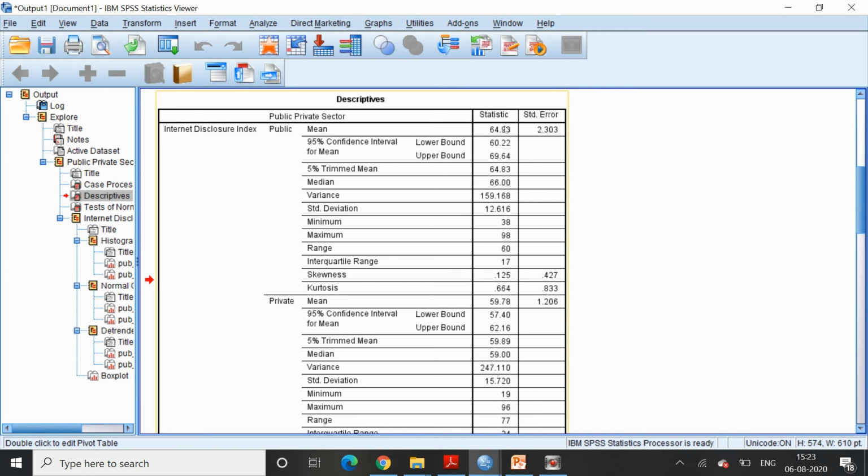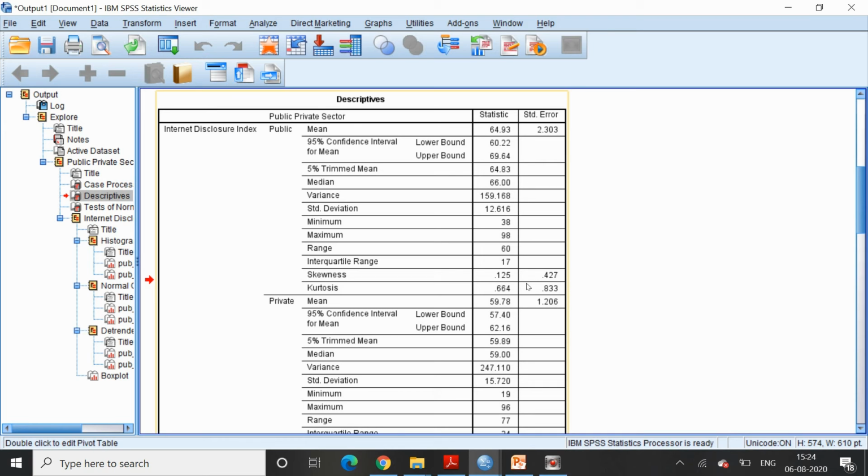Now you see the mean value is 64.93 for public sector and the median value is 66. The trimmed mean is near 64.83. Now we need to check the skewness and kurtosis value. There are two methods. One is that you multiply the standard error, 0.427, by 3, and check it against the statistic value of skewness. Or another way is that we calculate the z-score.